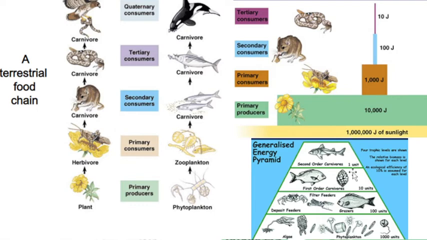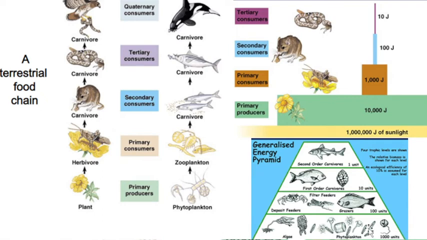Okay guys, then you see here, this is a pyramid-like structure, isn't it? This pyramid is known as the energy pyramid. Energy pyramid means when we show graphically all the energy available with each trophic level. When we express it in a graph, it is called an energy pyramid.